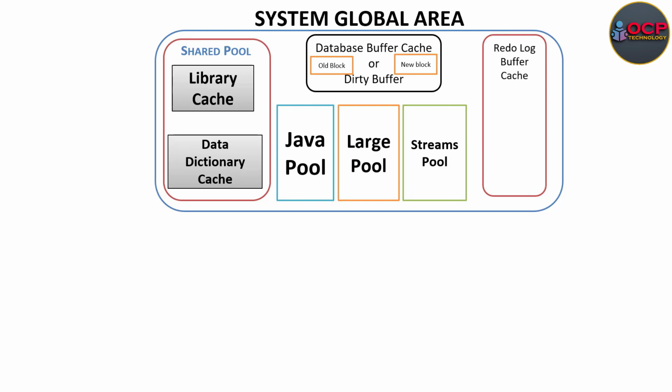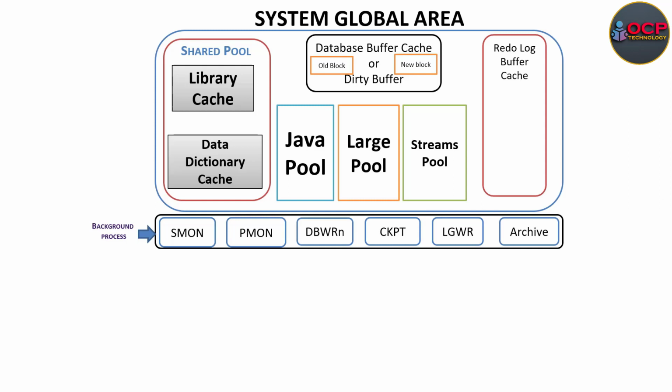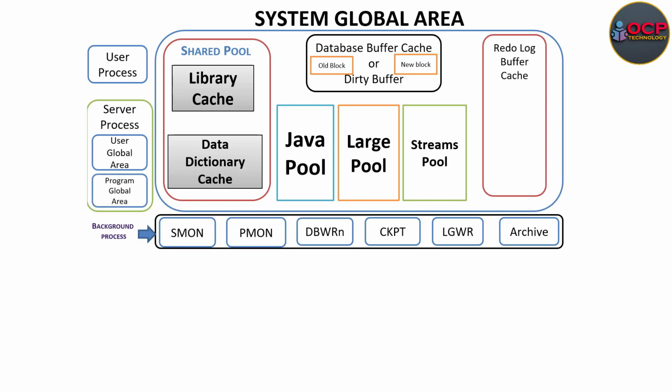Okay. Next is the background processes. We have so many background processes in the Oracle database actually. SMON, full form system monitor. PMON, process monitor. Database writer, DBWR, with N instances for the number of writers. In the Oracle database, there can be many database writers running. The next background processes are checkpoint, log writer, and the last one is the archive process, which is an optional background process. Okay. Let me show you some other processes, which are the user process and server process, and there are also the user global area and program global area.